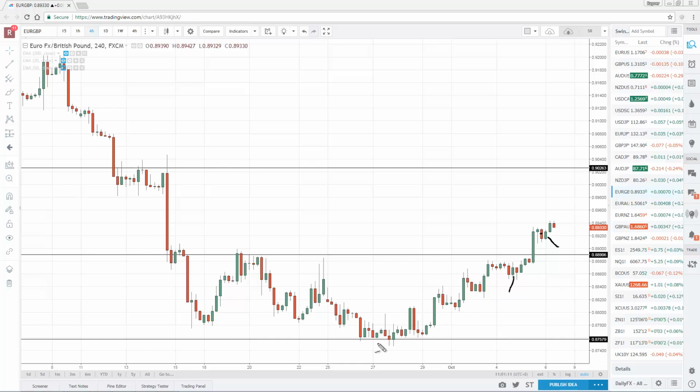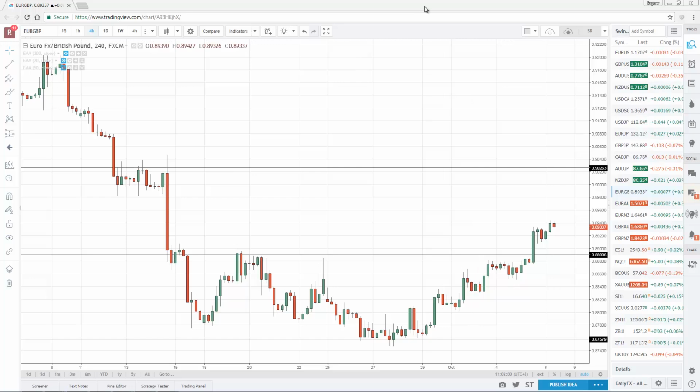Where else can you see? Let's see. This one is somewhere in the middle, so let's find a better example. This is a piercing pattern. Price has closed more than halfway of the previous candle over here.